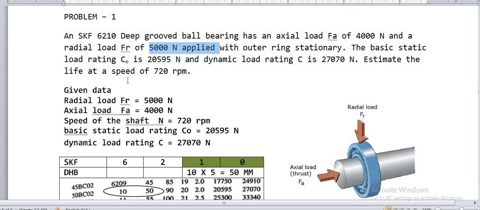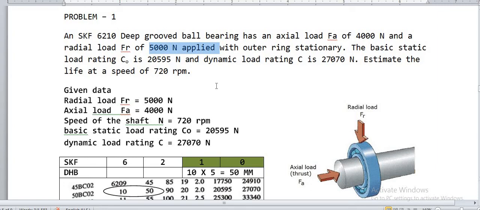Estimate the life of the bearing at a speed of 720 rpm. So here, the problems will consist of two types. If the life of the bearing is given, we are supposed to select the type of ball bearing, the bearing number, or the bearing series from the manufacturer's catalog.